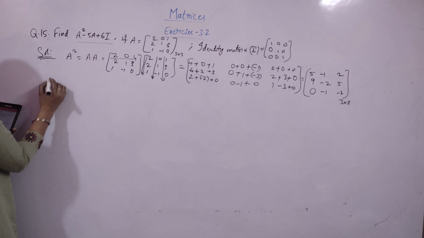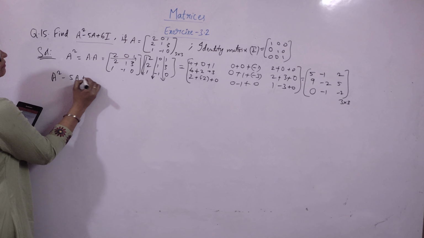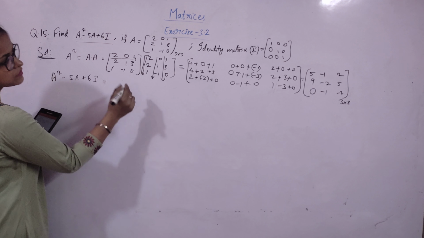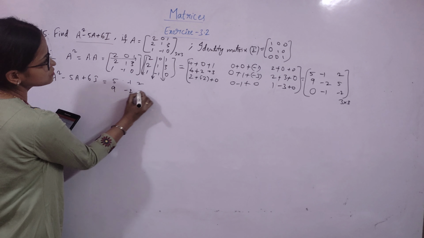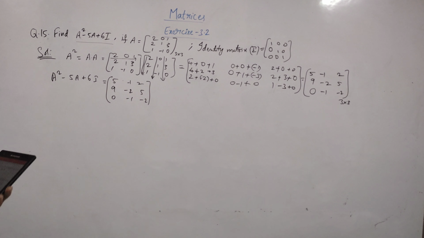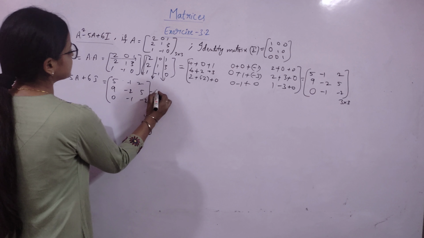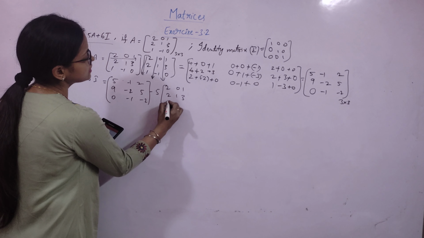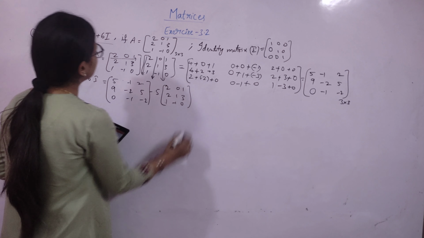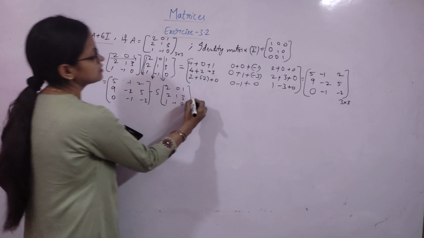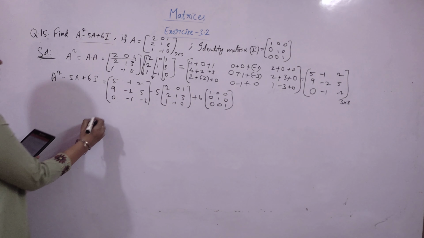The given expression is A squared minus 5A plus 6I. So this is equal to A squared, which we got: [5 -1 2; 9 -2 5; 0 -1 -2], minus 5 times A, where the A value is [2 0 1; 2 1 3; 1 -1 0], and after minus 5A we have to write plus 6I. So 6I is 6 times [1 0 0; 0 1 0; 0 0 1]. Now we have to solve this.